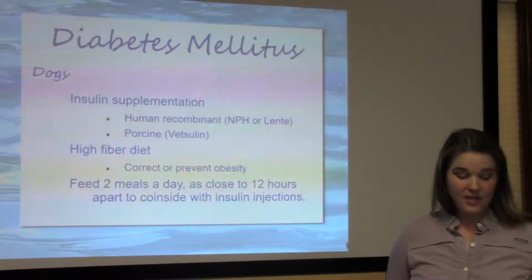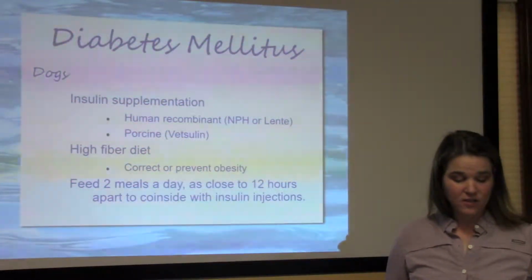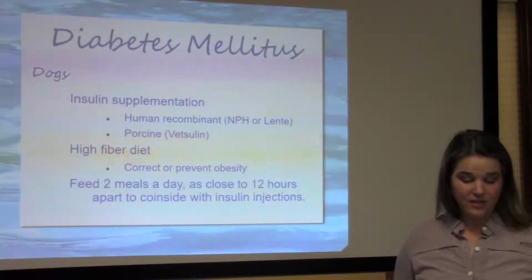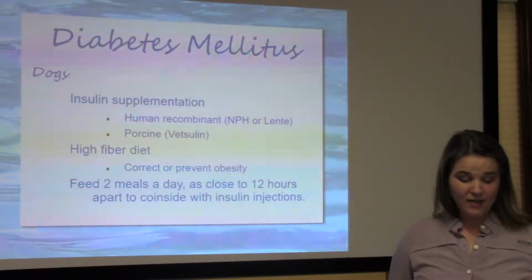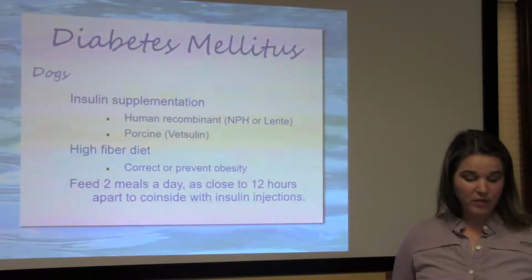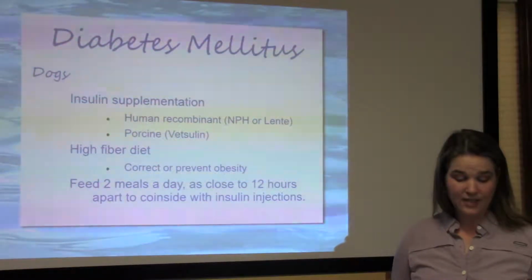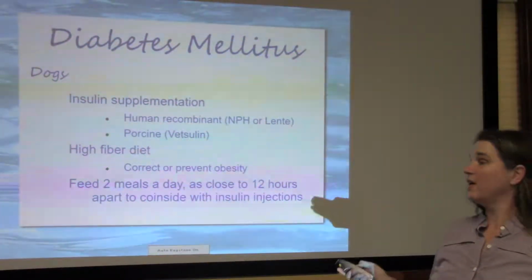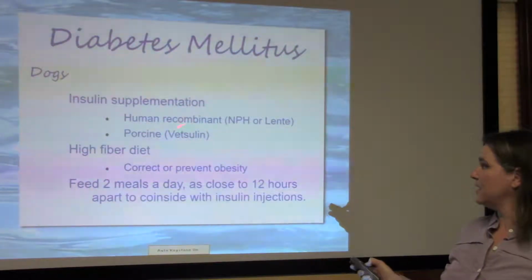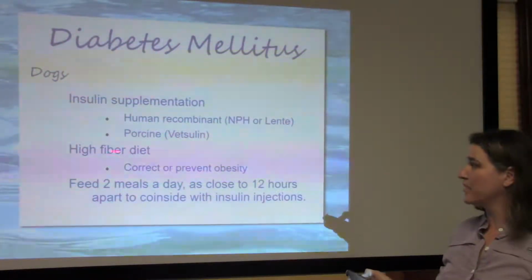Treatment in dogs is typically a high fiber diet twice daily, corresponding to their insulin injections. The most common insulin used in dogs are human recombinant NPH or Lente, or the only veterinary labeled insulin, Vetsulin, which is porcine in origin.